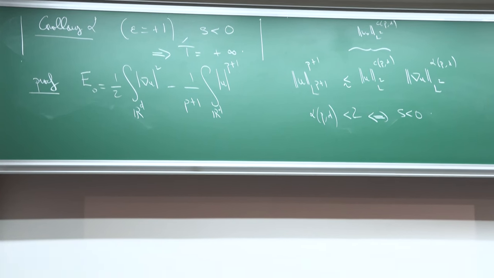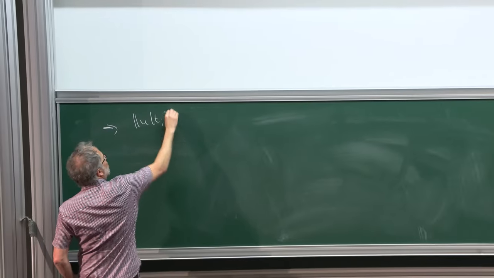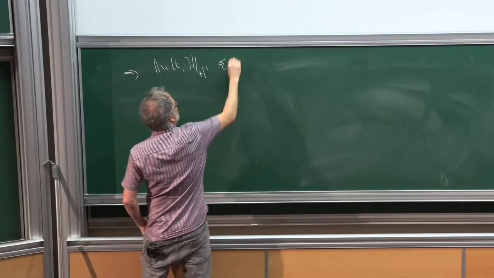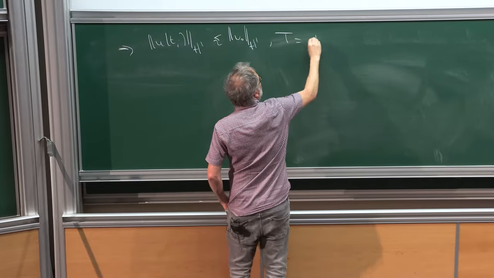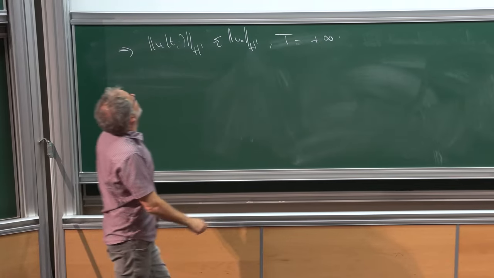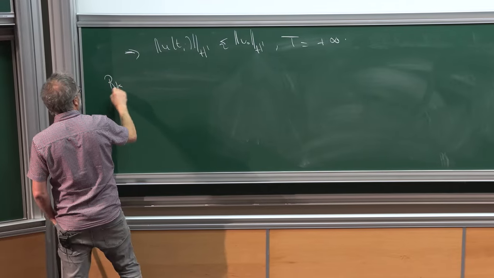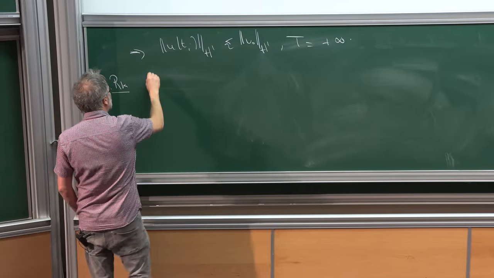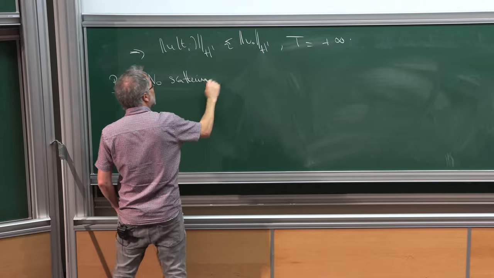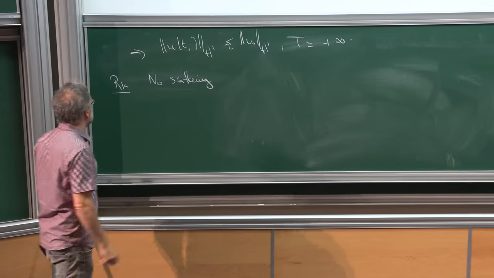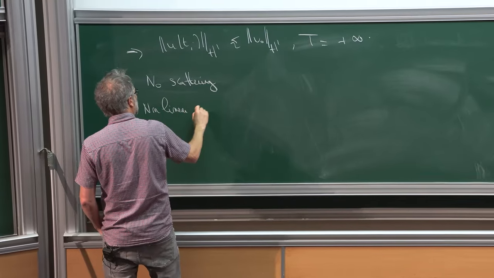I have an a priori bound on the norm of the solution in H1. It is bounded essentially by the data. So I have global existence. Of course, remark, you have to be careful: there is no scattering there. There is global existence, but there is no scattering, in particular because there are new kinds of nonlinear solutions. Actually, there are tons of them.